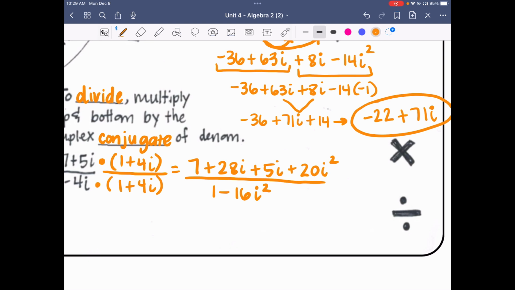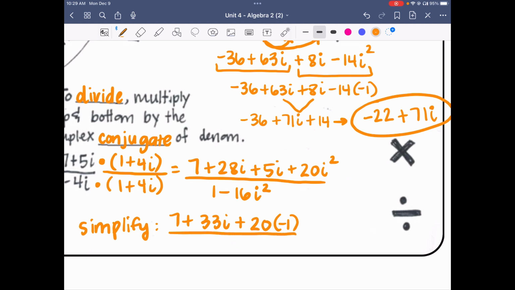And so when I come down here to simplify, maybe I'll just write that in case you need the notes. We have 7 plus, I'm going to combine the 28i and the 5i. And when I do that, I get 33i. I'm going to replace the i squared with negative 1. In the denominator, I have 1 minus 16, and then I can replace the i squared with negative 1. So really, I have 1 plus 16. So I know in the bottom, I'm going to end up with 17.